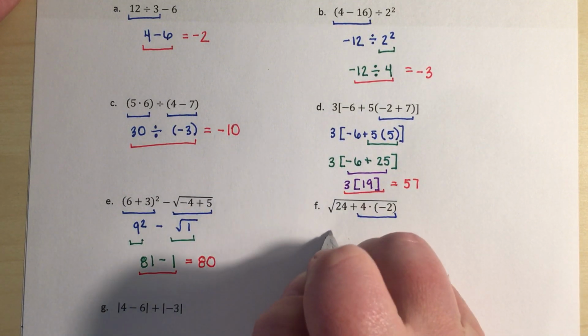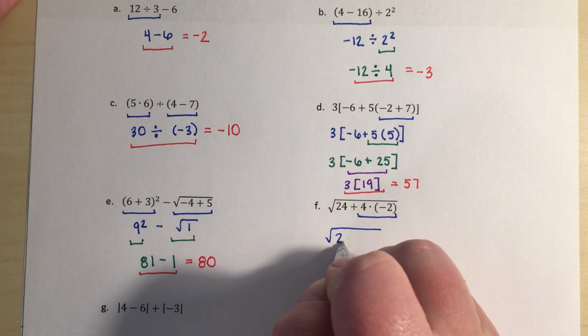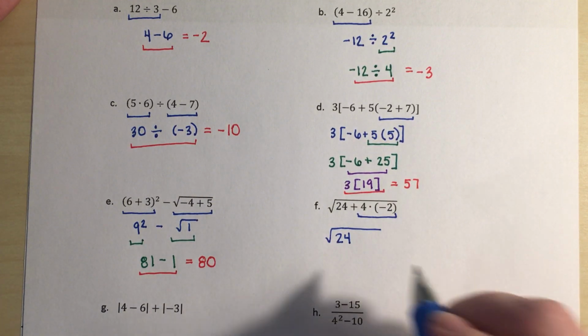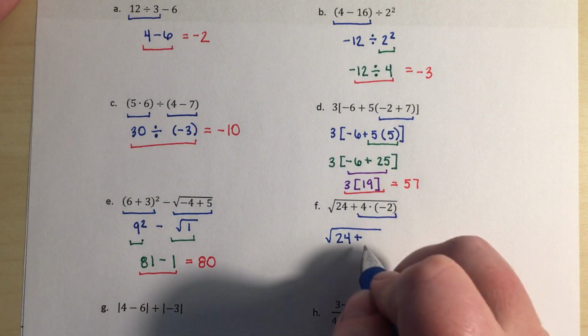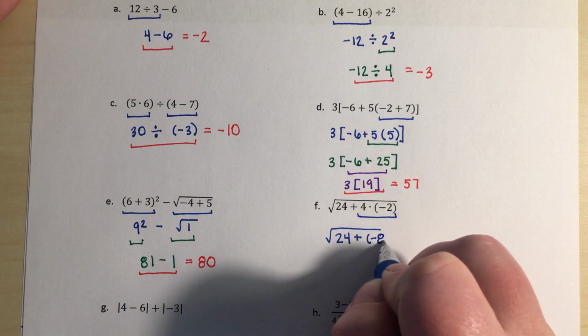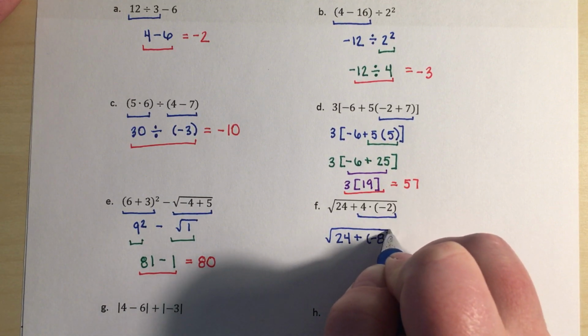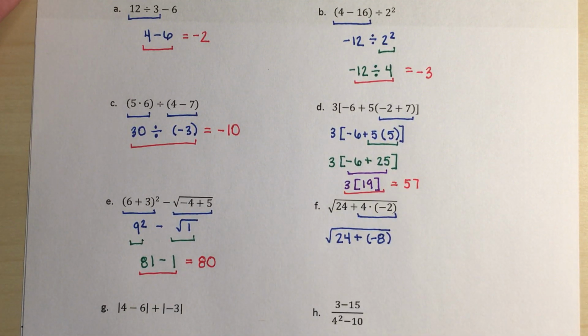Okay, so I'm going to keep my square root. I'm going to keep my 24. So I'm going to have 24 and then a plus sign. 4 times negative 2. 4 times negative 2 is going to give us a negative 8. Right? Positive times negative gives us a negative product. We only have one negative sign in there.